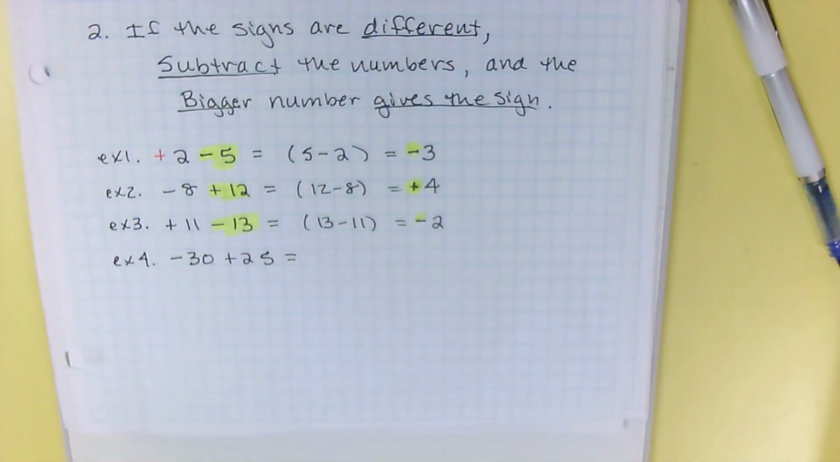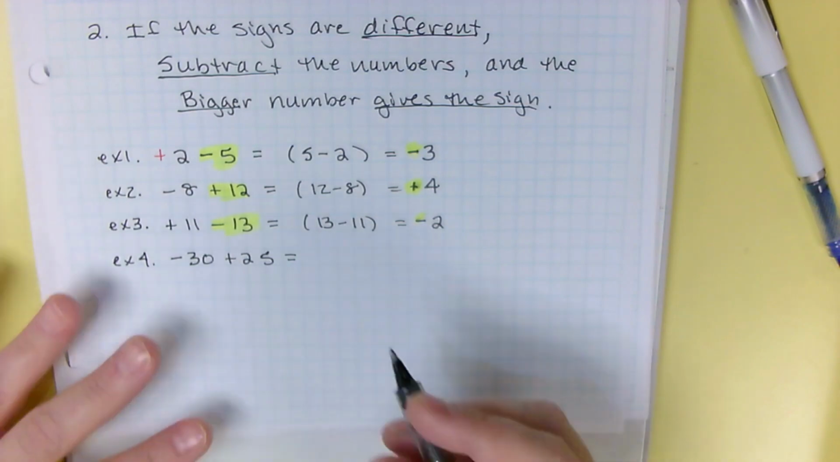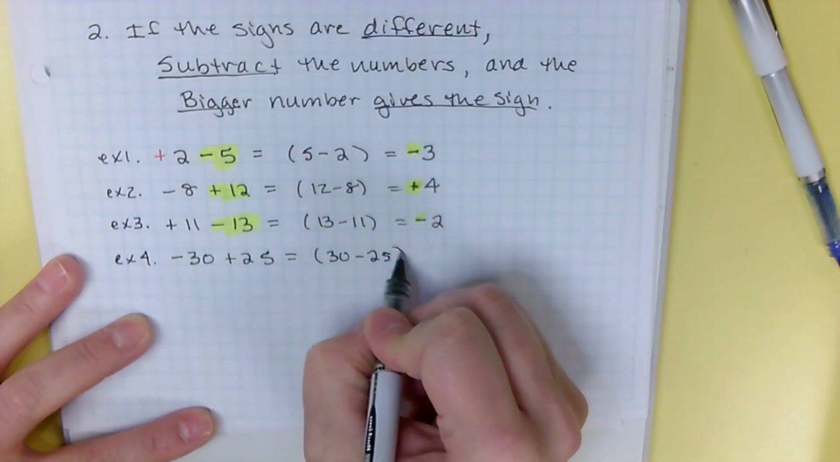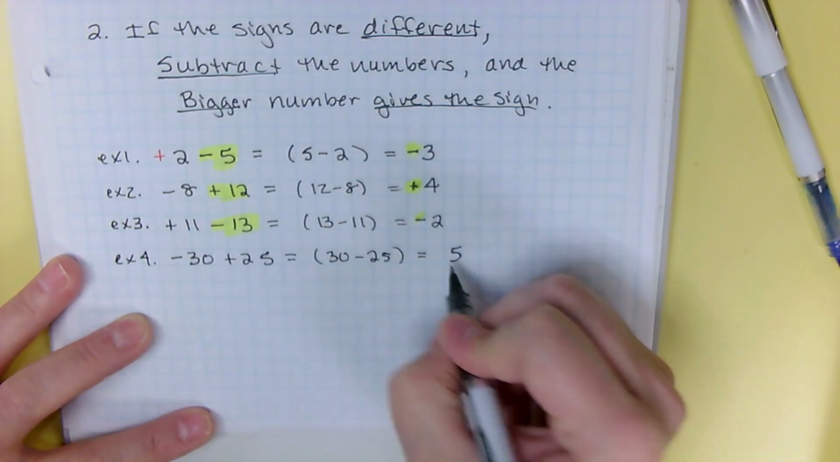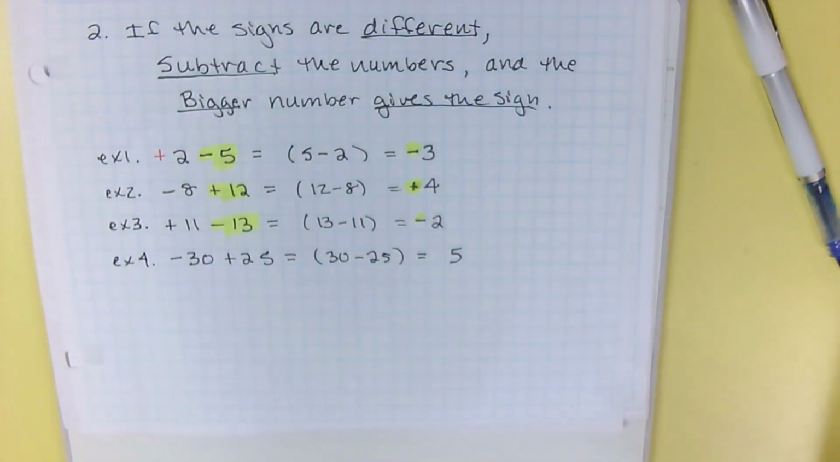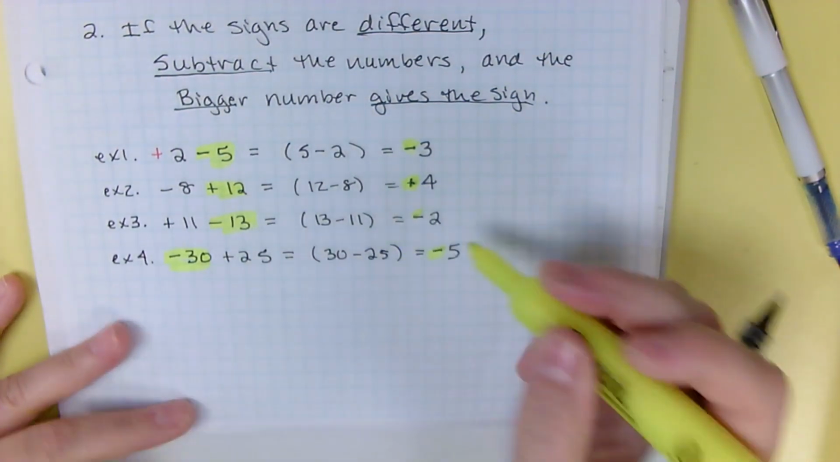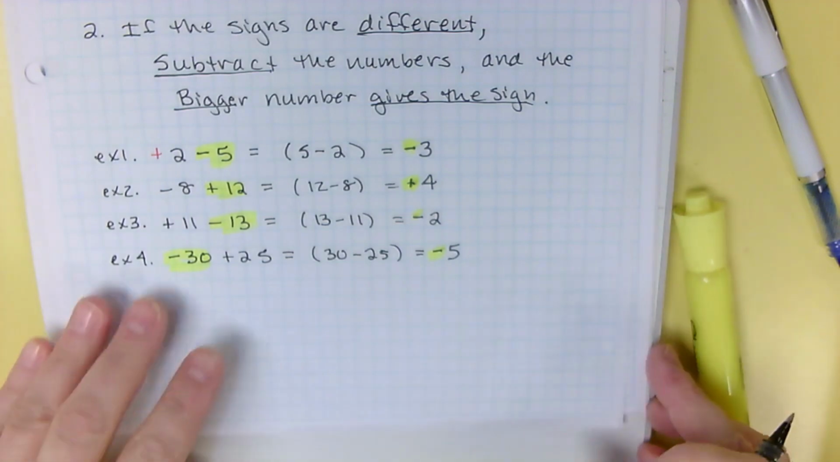So here we go. The signs are different. We're adding or subtracting. So in your head, you're going to subtract 30 minus 25, which is 5. And then the bigger number gives the sign. 30 is bigger, it's negative, so the 5 is negative. All right, any questions so far?